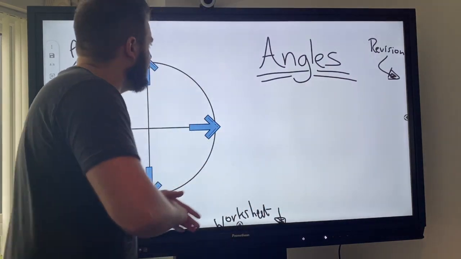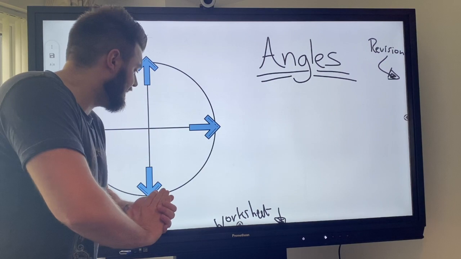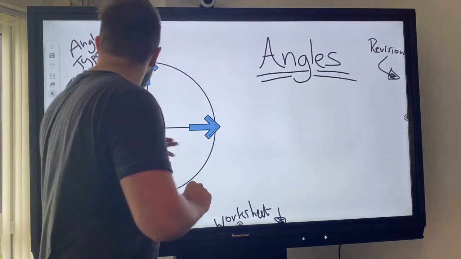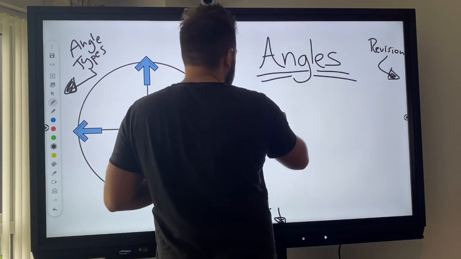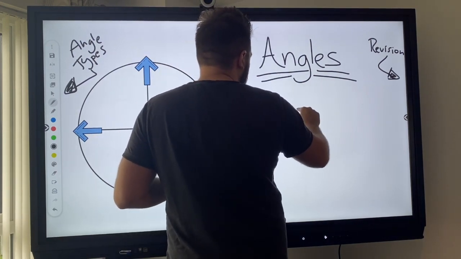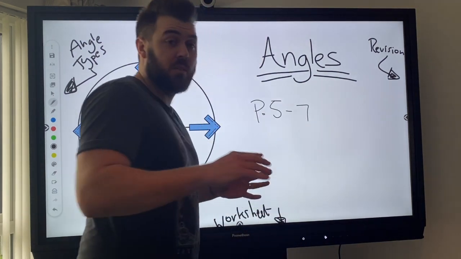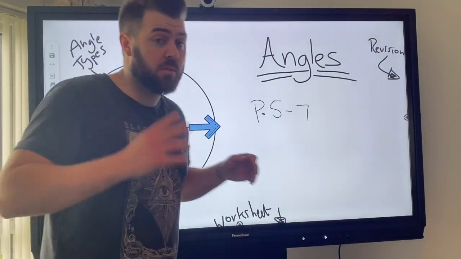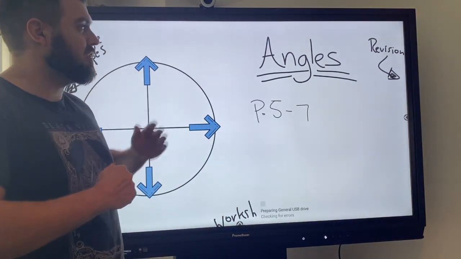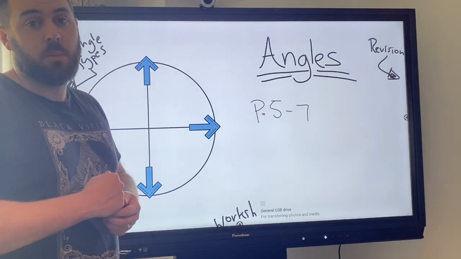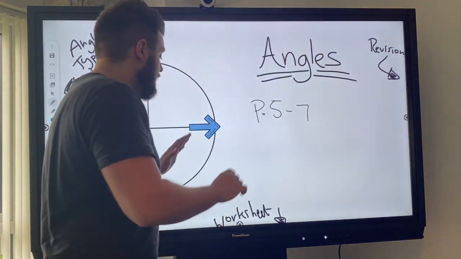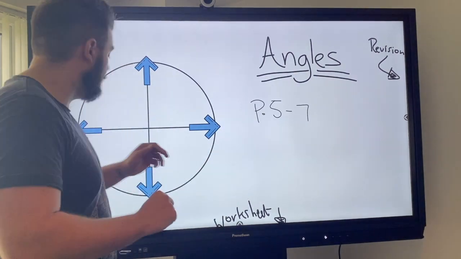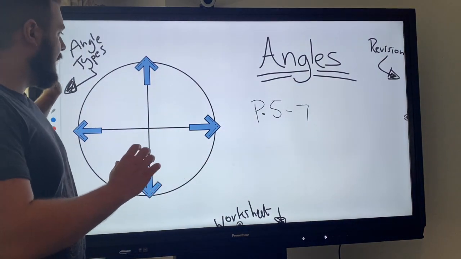So today we're going to do a bit of work on angles, as I said. This lesson would probably be suitable for if you're in P5 to 7. Now, don't get me wrong, if you're P4, I'm certain you could have a look at this, but this is generally what I would say most pupils would be looking at if they were doing angles. Some of it's a bit of revision, as you can see up there, and a bit of an activity to do today.